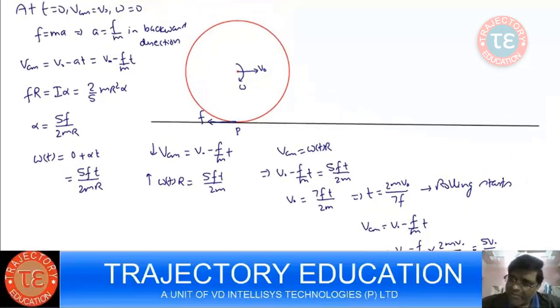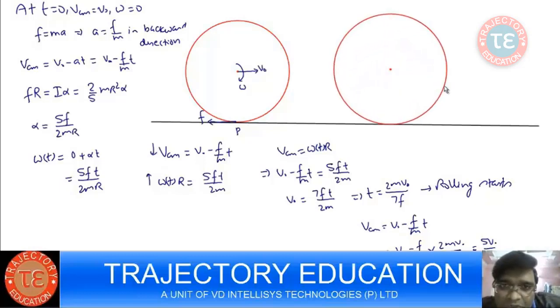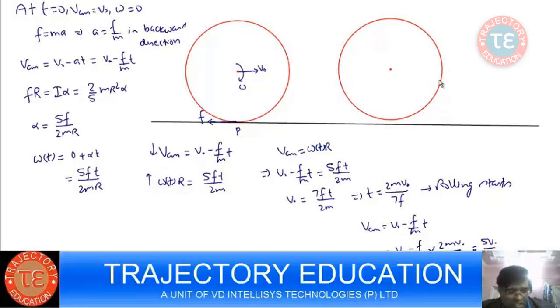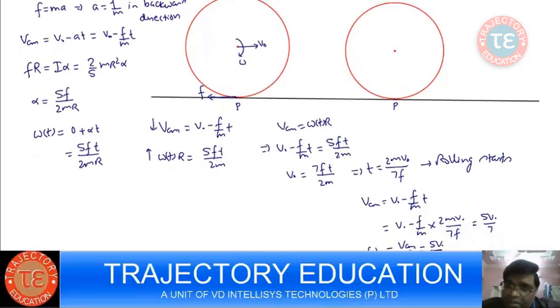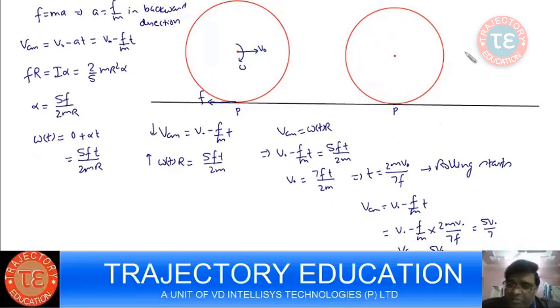Now the good question is, when the body starts pure rolling, what happens to the friction? Suppose I have the body here. When the body starts pure rolling, what is the velocity at the point of contact? In this case, the velocity at the point of contact becomes 0, or the point of contact comes at instantaneous rest. So what should happen to friction?